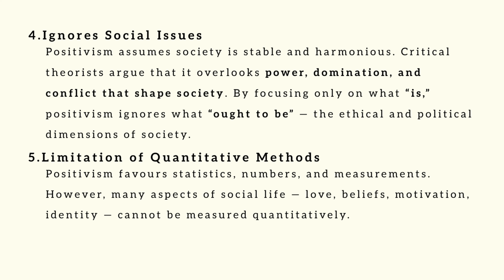Another major criticism of positivism is its overdependence on quantitative methods. While this approach gives an appearance of accuracy and objectivity, it comes with serious limitations when studying human society. Not everything that matters can be measured. Many important aspects of social life simply cannot be captured in numbers. How do you measure love, motivation, belief, or identity with statistics?